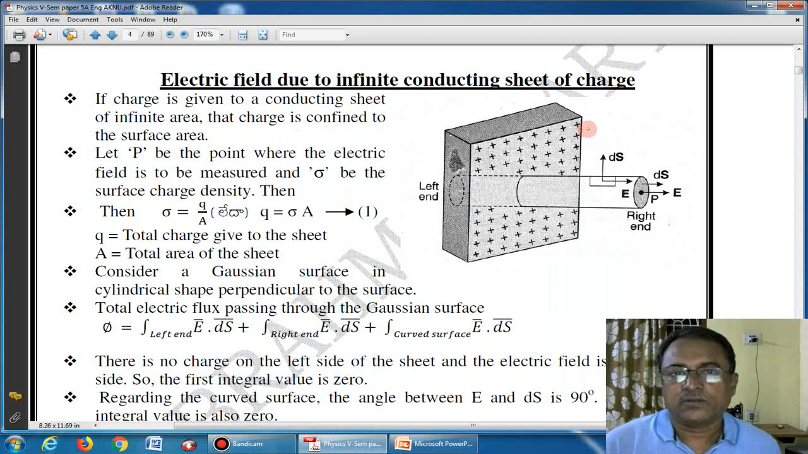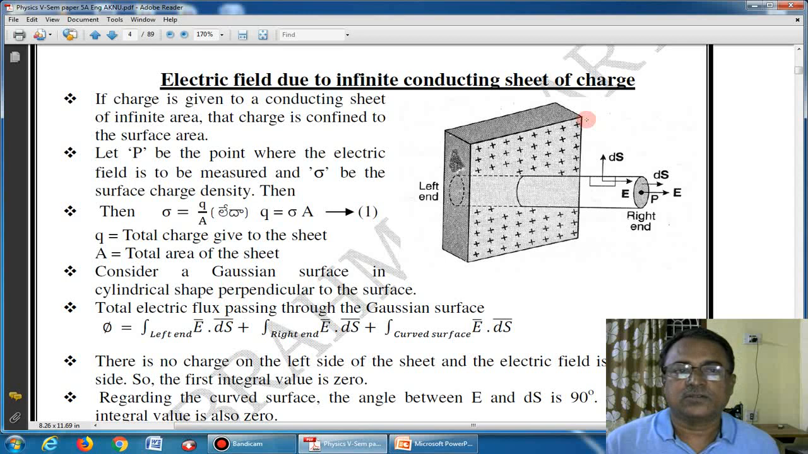In the previous class, we discussed the Gauss law. There we discussed two cases: one is when the charge is inside the closed surface, and in the second case we discussed the charge outside the closed surface.